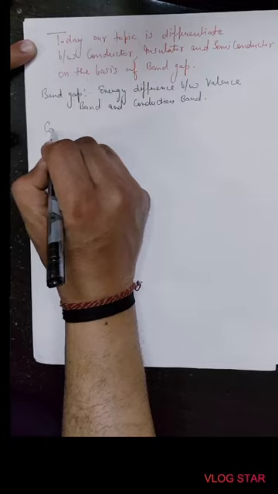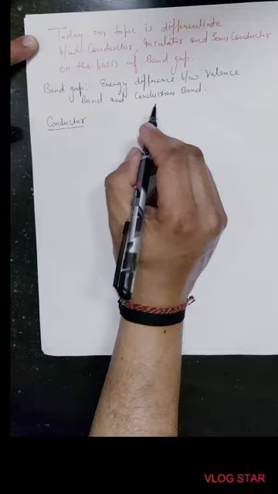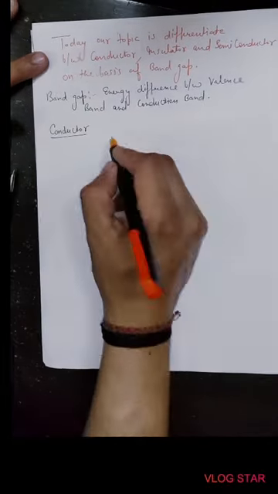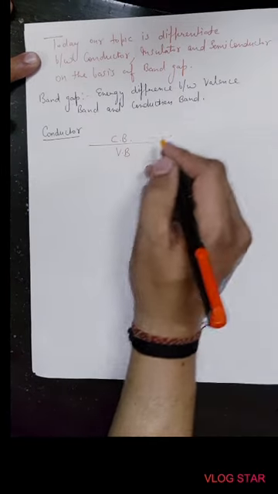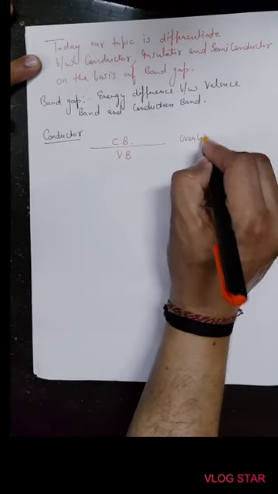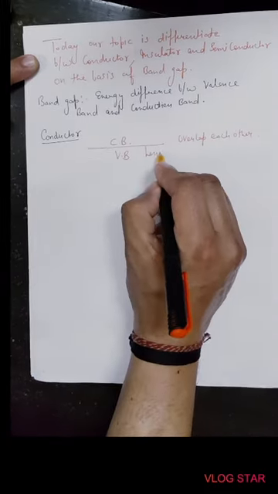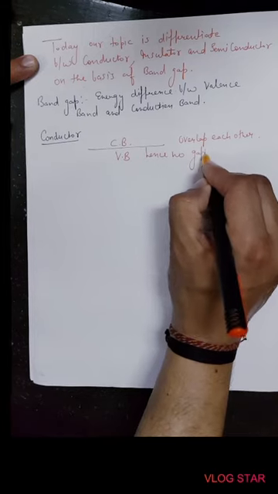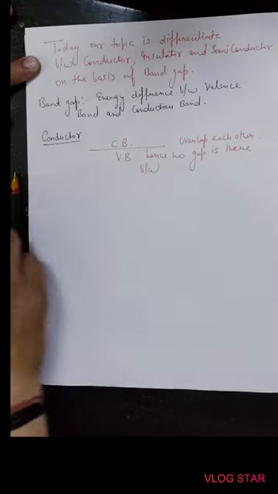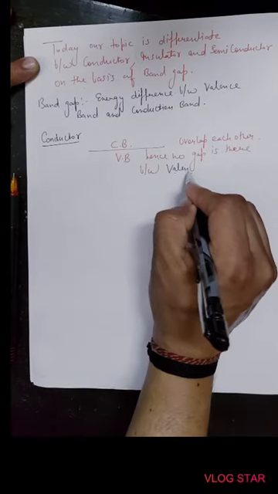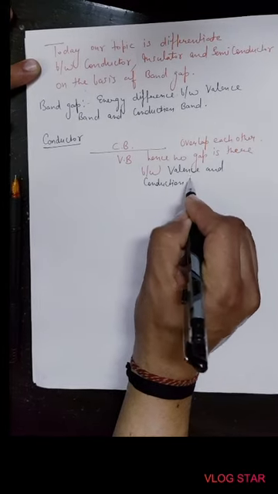So, let us take the case of conductor. In case of conductor, the valence band and conduction band overlap each other. Hence, no gap is there between valence and conduction band.